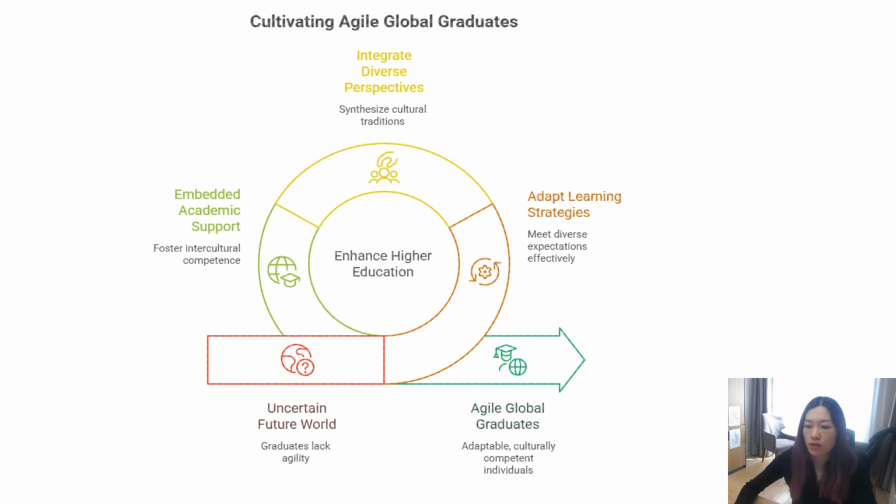They should be able to diagnose the norms and expectations of a new academic environment, to adapt their learning and communication strategy to meet different expectations effectively, critically evaluate the strengths and the limitations of different academic cultures, and also integrate and synthesize perspectives from diverse cultures and traditions. So this requires moving beyond just simply orientation to university students to a more embedded, scaffolded, and reflective support that fosters students' intercultural academic competence.